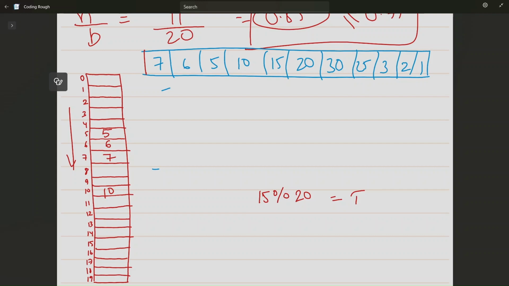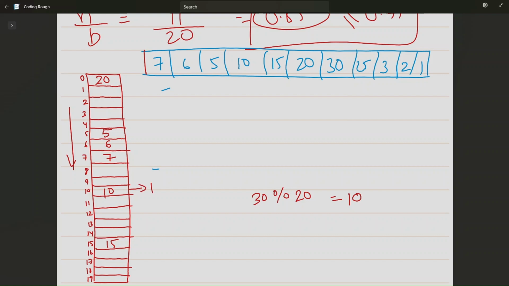20 modulus 20 is what? 20 modulus 20 is 0. Okay. So 20 modulus 20 will be stored here. Now 30 modulus 20 is what? 10. So it will be stored over here. But 10 already has a value there. So again one box will come and 30 will be stored over there.